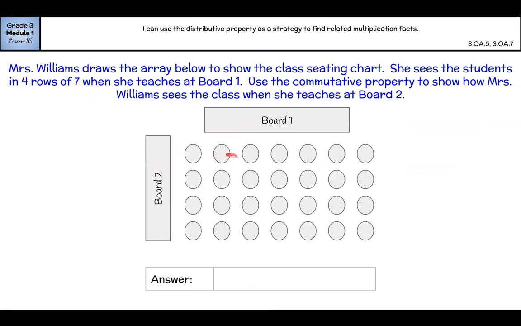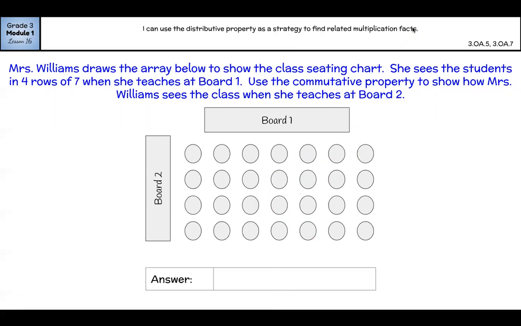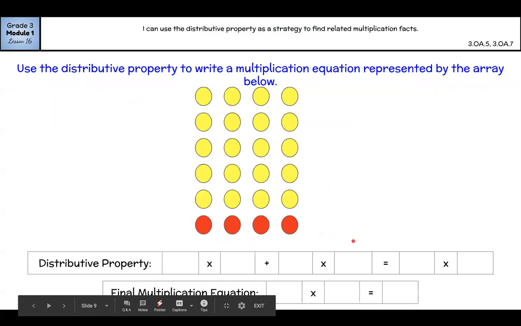So now instead of having 4 groups of 7, she has one group of 4, 2 4s, 3 4s, 4 4s, 5 4s, 6 4s, 7 4s. So the commutative property for that one would be 7 times 4. And that it will equal 28. 7 times 4 equals 28. Let's take a look at this one.